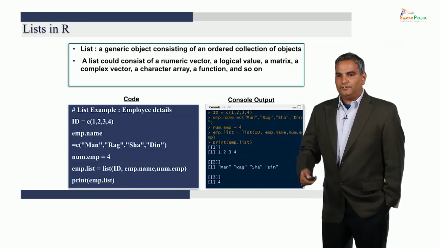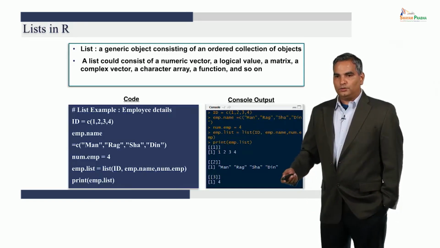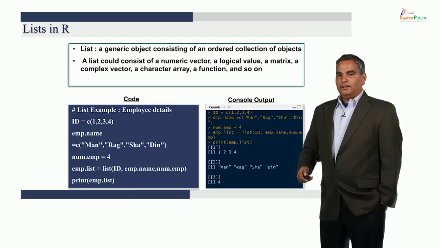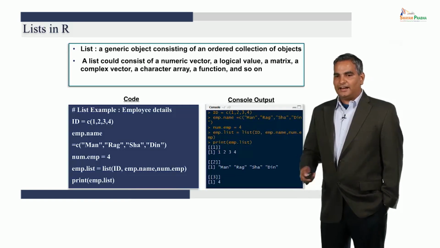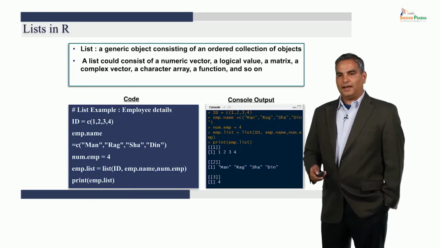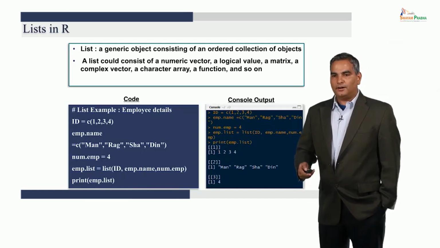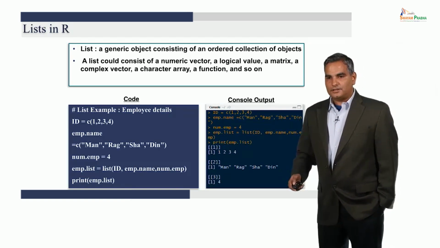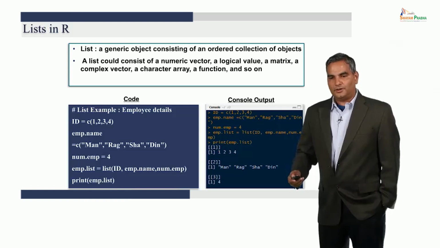So we start by defining ID, which is basically a vector, because we see that it is C(1, 2, 3, 4). So 4 integers 1, 2, 3, 4 are defined as a variable ID. Now the next variable that is defined is emp.name, which again is a concatenation of not numbers but of strings. So you have within quotes man, drag, sha, din. The third variable we are defining is num.emp, which is just one integer. So as you see here, we have a collection of integers, we have a collection of strings and a single integer. We can put all of them together into the same structure, which is called list.